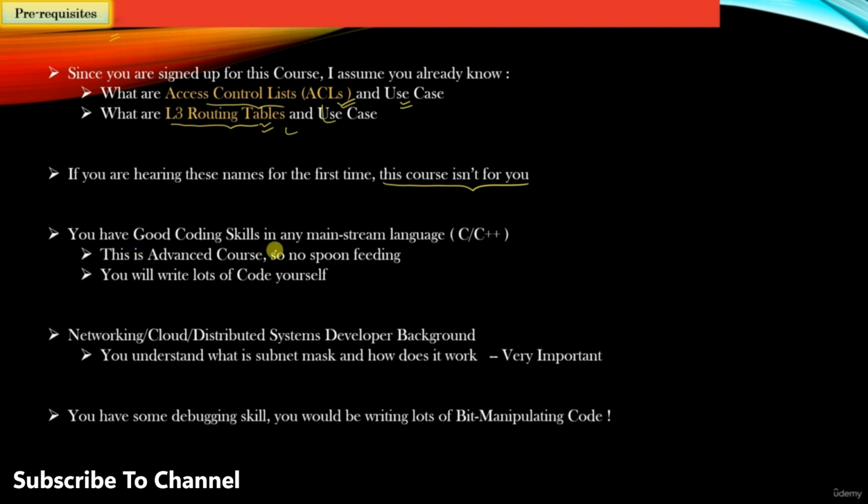You have good coding skills in any mainstream language. So in this course, I am going to present all the code demonstrations in C or C++. But you can very much do this course provided that you know the prerequisites, that is the access control list and layer 3 routing tables, plus you are good at coding in any mainstream programming language such as Java, C#, Python, etc. It is up to you in which language you want to implement this course.